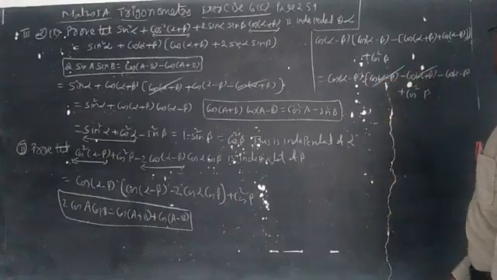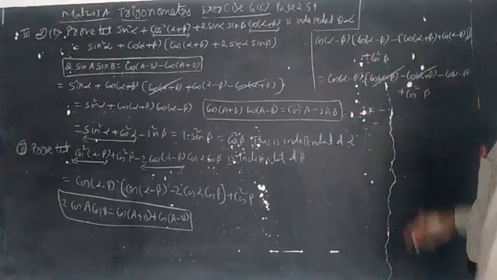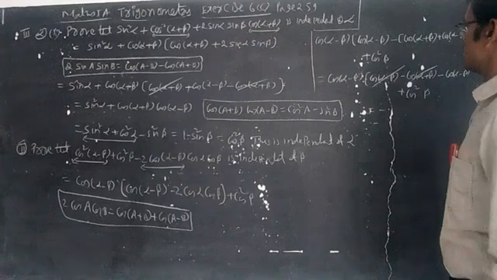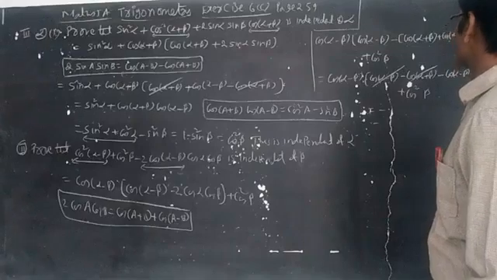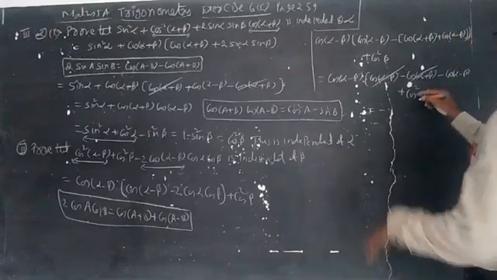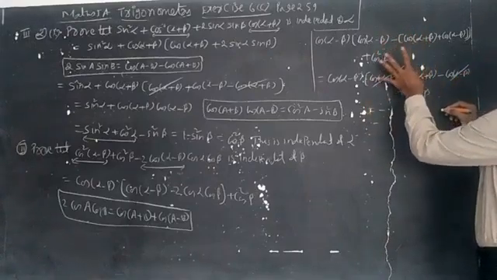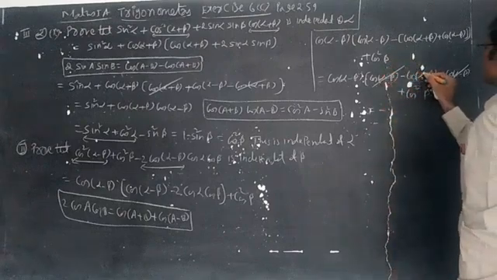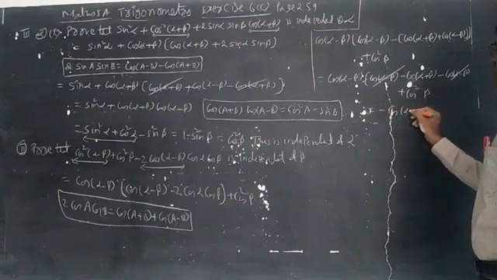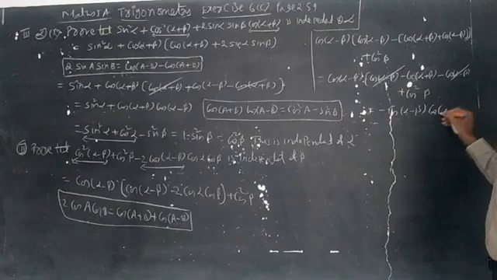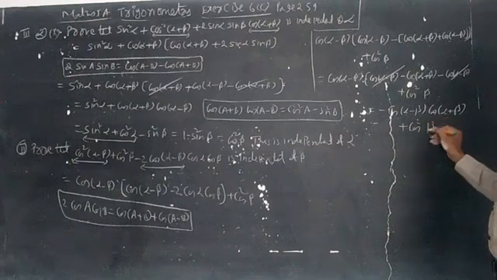Cos of alpha minus beta gets cancelled. That is equal to, now we got minus this cos of alpha minus beta. This should get cancelled, minus. So that is equal to cos of alpha minus beta into cos of alpha plus beta, plus cos square beta.